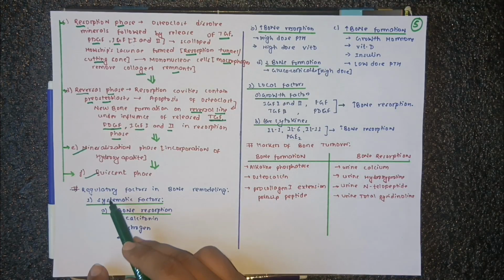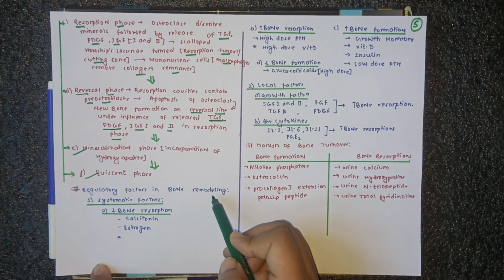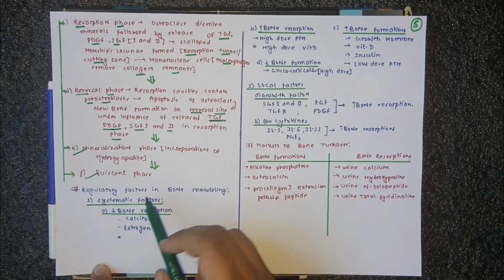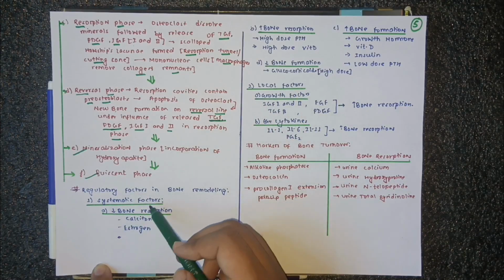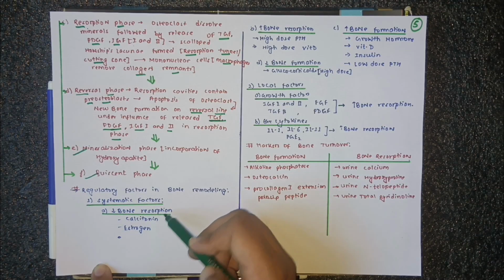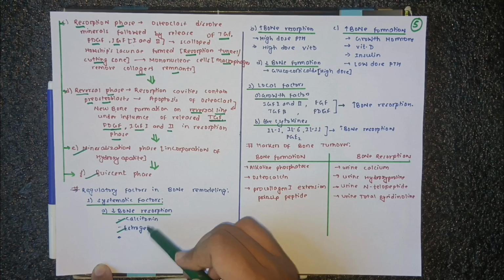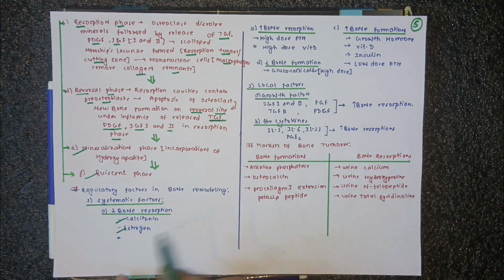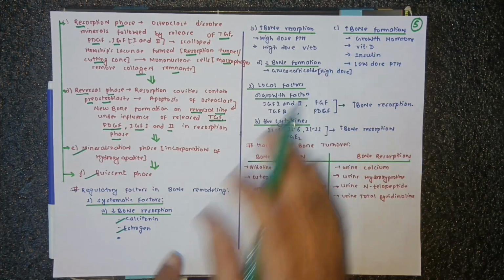Now there are some regulatory factors in bone remodeling. First is the systemic factor, another is the local factor. In the systemic factors, the hormones that decrease bone resorption are calcitonin and estrogen. This table is also from Orban's. You can learn this, and those points can be framed into MCQ questions.